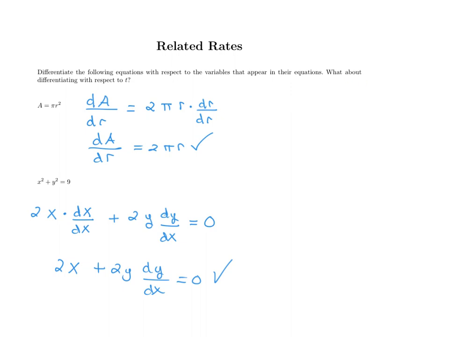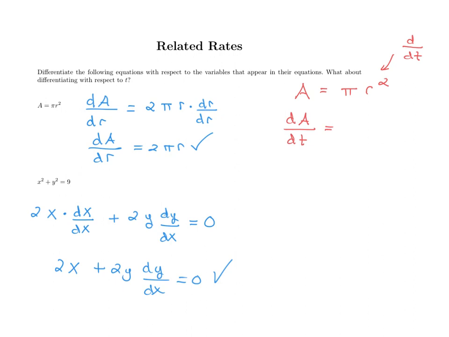Okay, but what about if we want to differentiate with respect to a variable that does not appear within the equation, in this case t, which will represent time? How would you go about doing that? Let's start over. I'll look at A is equal to pi r squared. And this time I'm going to take the derivative of both sides with respect to t. On the left, that's dA dt. So you took the derivative of area with respect to time.